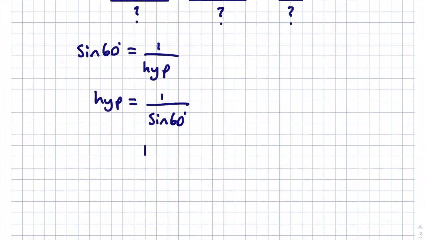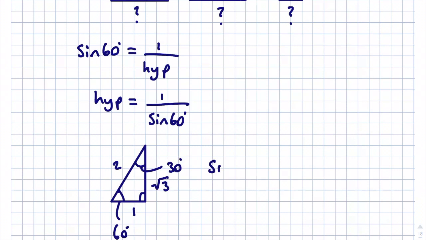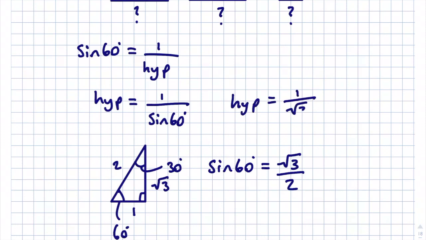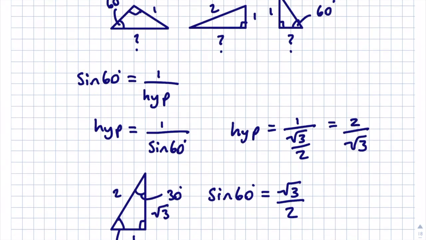So if we use the trig triangle, that looks like this, with angles of 60 degrees here, an angle of 30 degrees there, and then it has a side length of 1 here, a side length of 2 here, and then using Pythagoras' theorem, we have a side length of root 3 here. So sine 60 is equal to opposite over hypotenuse, which is root 3 over 2. Okay, so now we can say that the hypotenuse is equal to 1 over root 3 over 2. And that simplifies to 2 over root 3. Right, so that is the length for the hypotenuse of this first triangle, 2 over root 3.